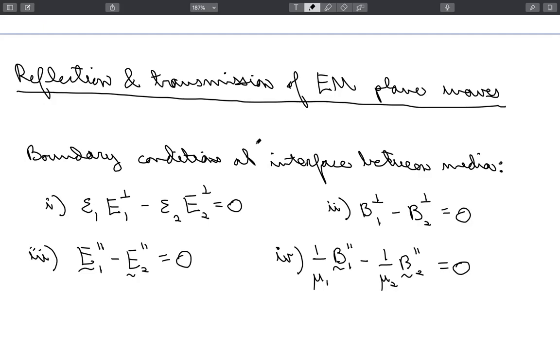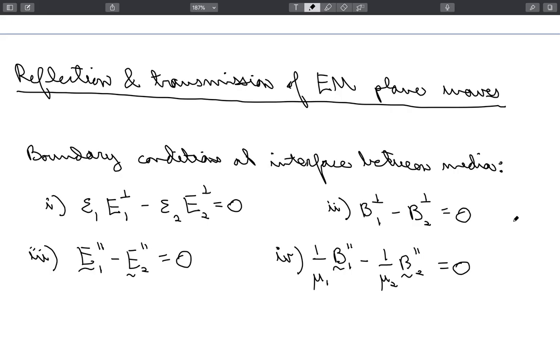Now our next subject is going to be to look at reflection and transmission of electromagnetic plane waves at the boundary between two different media. So what we're going to start from are the boundary conditions that we've seen earlier when we did electrodynamics in matter.